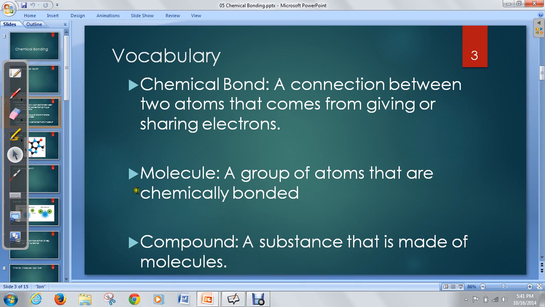A molecule is that combination, right? Once they're chemically bonded, you have that group of atoms chemically bonded together. That's a molecule. And if you have a bunch of the same molecules together, that substance is called a compound. Or a compound is a substance that is made of molecules. So, chemical bond, molecule, compound. We'll get into these more in detail later. You should remember molecule and compound from the last unit, but we will get into detail in this chapter.